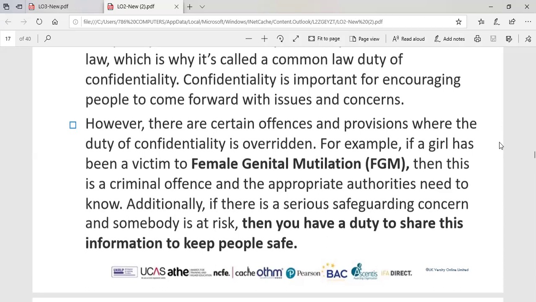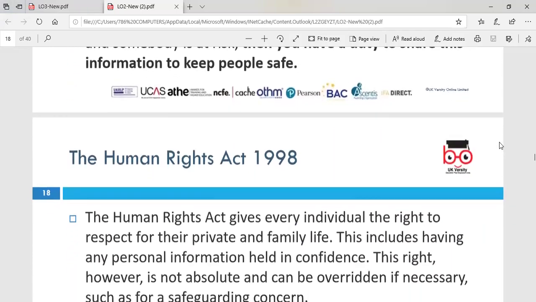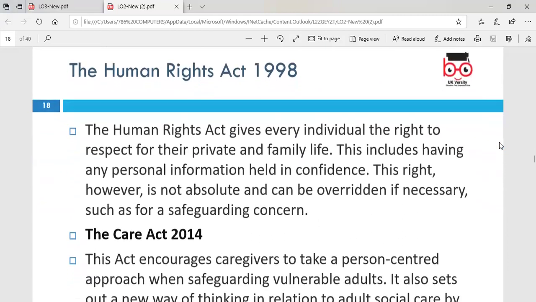So all of these rules of confidentiality, they're all listed in the legislation. You will have to have a look at them and have an understanding of what is considered appropriately sharing and what is not considered material that should be shared. So it's a serious safeguarding concern, and whoever's at risk, you have a duty to share this information to keep people safe. There might be other females also who are at risk of having to go through this criminal offense.